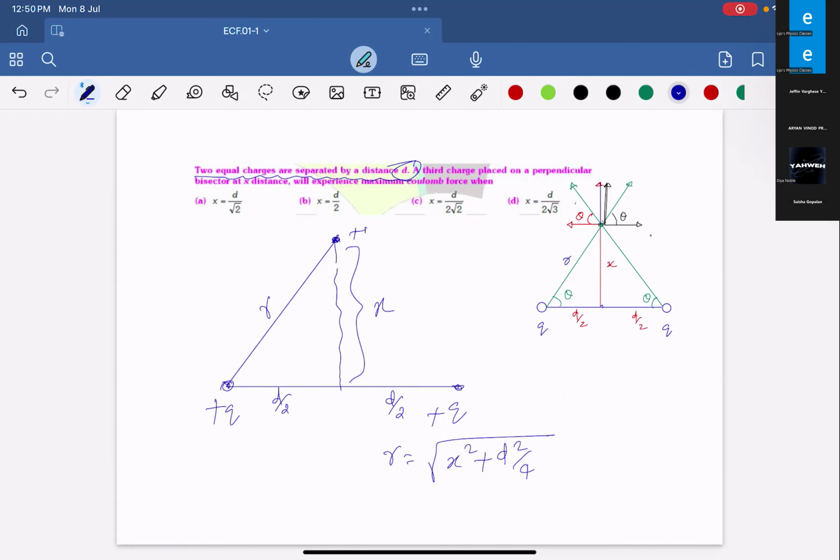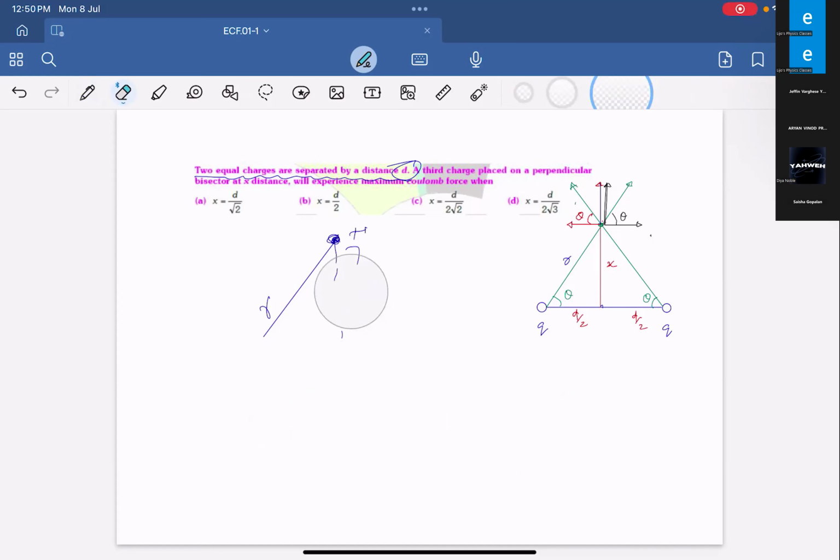I repeat one more time. Look at the context one more time. Two charges q and q, both positive, are kept at a distance. So this distance is d by 2. This distance is also d by 2. And on the perpendicular bisector, I take a point. Where is that point? At a distance x. That's all about the geometry of the figure. And then r is the hypotenuse. Hypotenuse is root of x square plus d square by 4. Keep that in mind. Let's come back to the figure and see this.